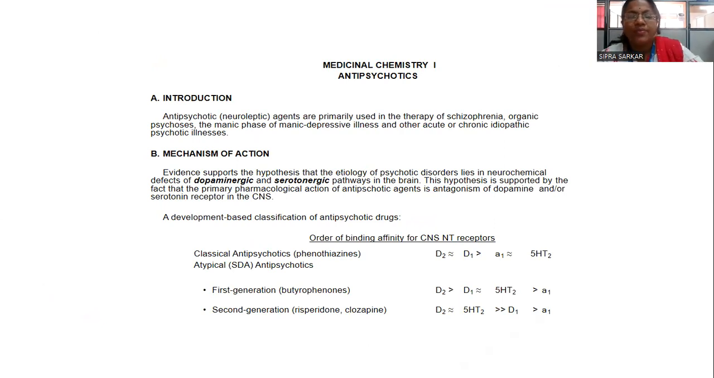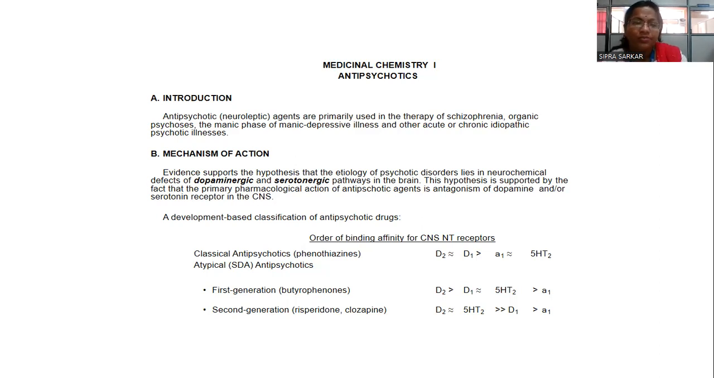First of all, evidence supports the hypothesis that the etiology of the psychotic disorders lies in neurochemical defects in the dopaminergic and serotonergic pathways in the brain. That means the brain secretes dopamine and serotonin. There may be some neurochemical changes where the cell cannot secrete or synthesize the particular hormone. The hypothesis is supported by the fact that the primary pharmacological action of antipsychotic agents is antagonism of dopamine and serotonin receptors in the CNS. That means some drugs or factors are antagonizing the functions. So you have to modify the problem.